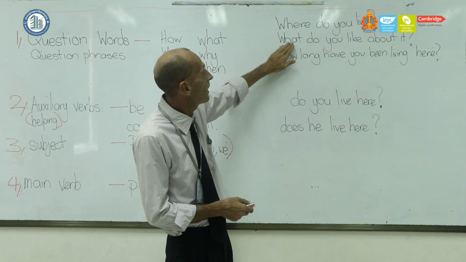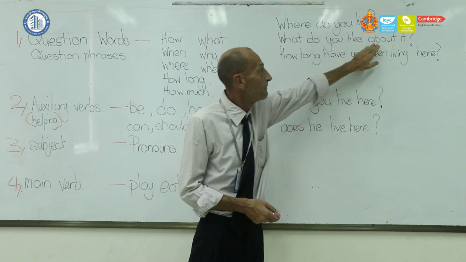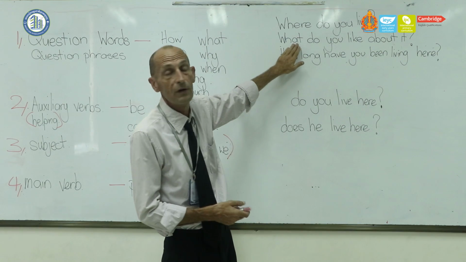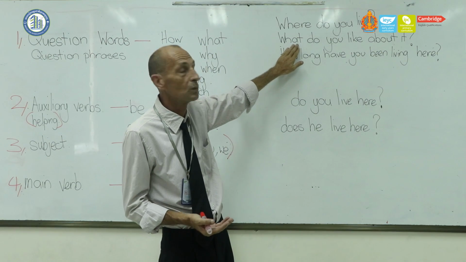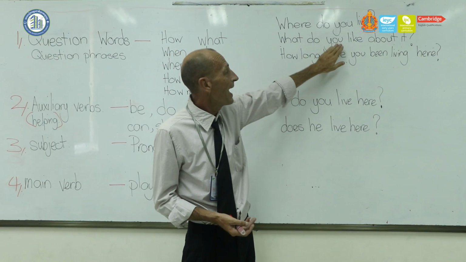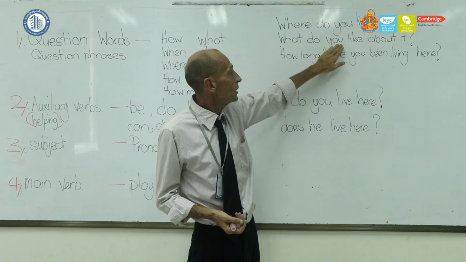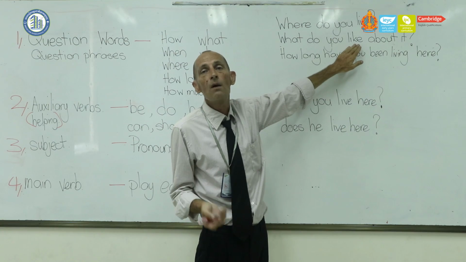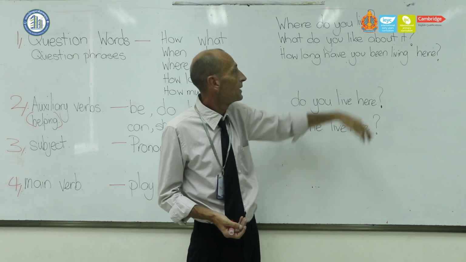Next one, what do you like about it? Alright, so our first word is again our question word. Then we have our auxiliary verb, our subject, and then followed by our main verb, like.